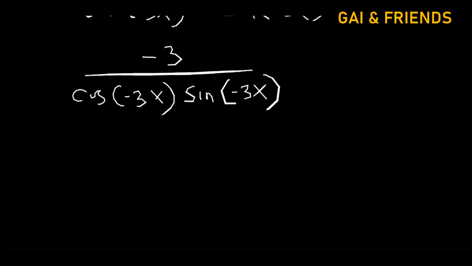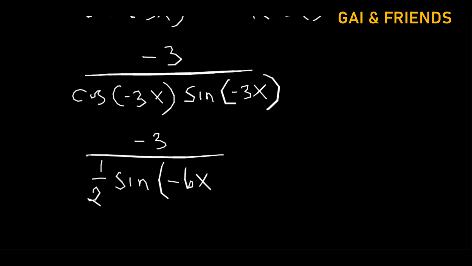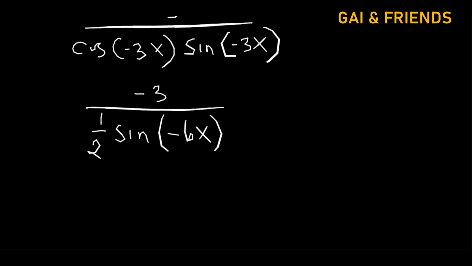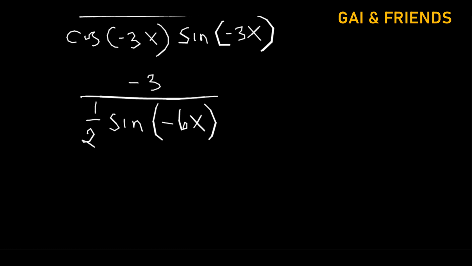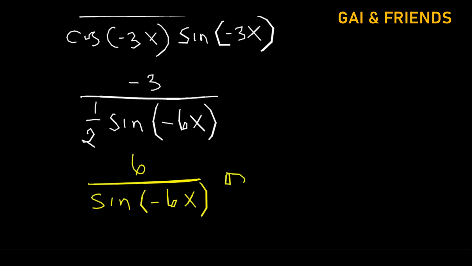Now you can use the double angle formula to simplify sine negative 3x and cos negative 3x. It's going to be negative 3 out of a half sine negative 6x. And then you can simplify your answer. It can be negative 6 out of sine negative 6x, or negative 6 cosecant negative 6x.